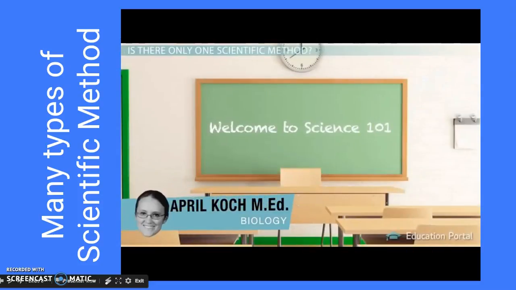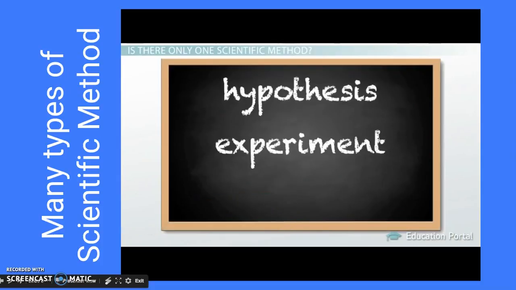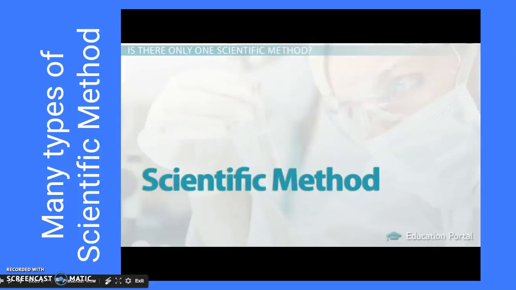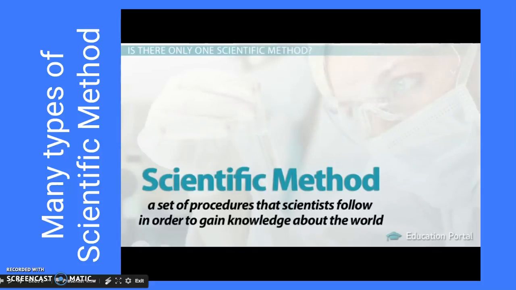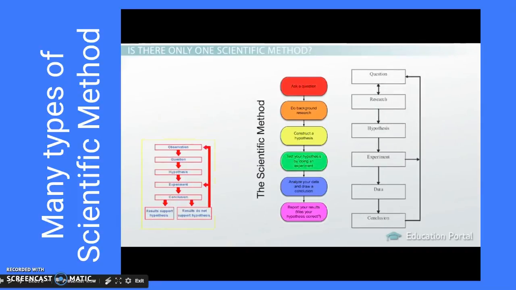When you first took science class in school, you probably learned the basic steps of a scientific investigation. You've likely heard of words like hypothesis, experiment, and observation. You may have even memorized a prescribed set of steps. The scientific method is a set of procedures that scientists follow in order to gain knowledge about the world. However, the steps involved in the scientific method vary widely among the different scientific disciplines.